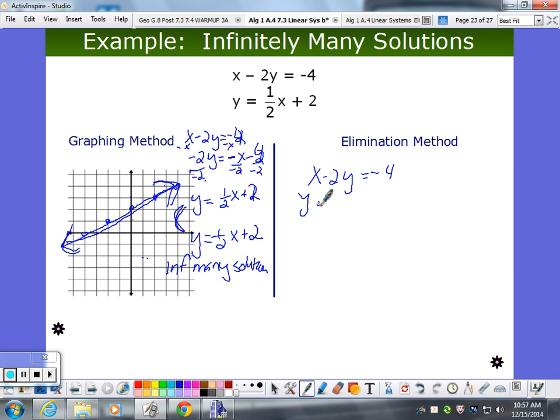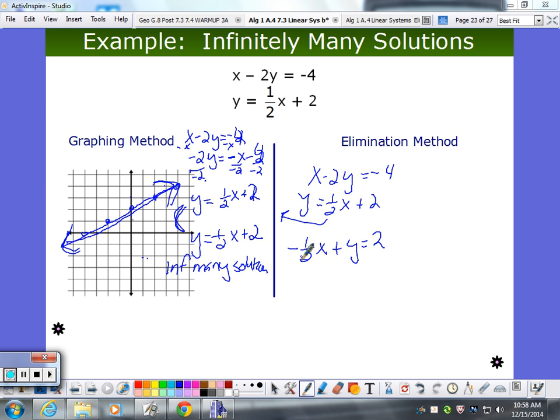So the first thing I'm noticing here is that they're not in the same format. So I think you have choices. I'm going to move this over. So it becomes negative half x plus y equals 2. I also do not like having fractions.